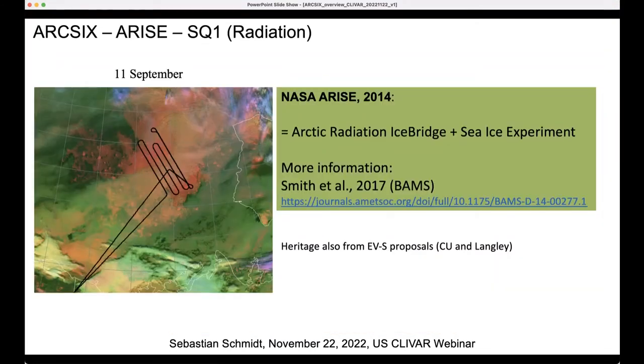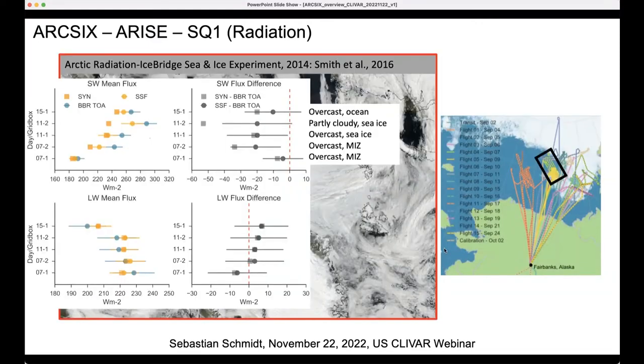I better accelerate a little bit here to show you some of this stuff. If you're interested in the predecessor campaign to ARCSIX, ARISE, I would recommend that you take a glance at this paper by Bill Smith at Langley. This is a BAMS paper. The link is here. In addition to drawing heritage from that ARISE campaign in 2014, we also benefited from EVS proposals that both Patrick submitted at Langley and we submitted here at CU with Walid Abdelati and others. So that's kind of the heritage.